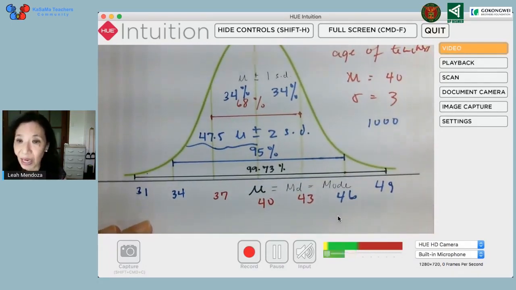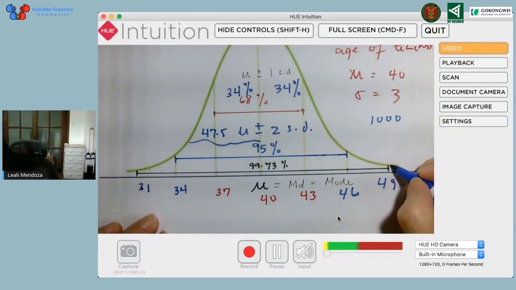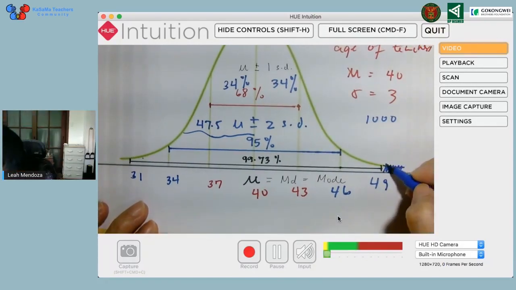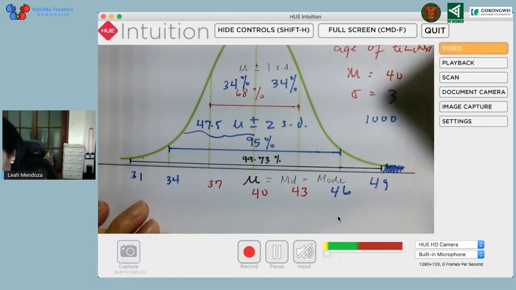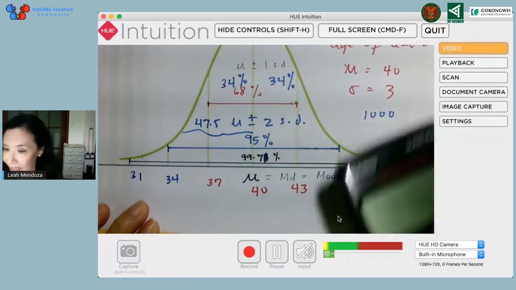Okay, now can you tell me the size of this area here? What is the size of this area? Let us just round this off to 99.7, okay? So it's easier.